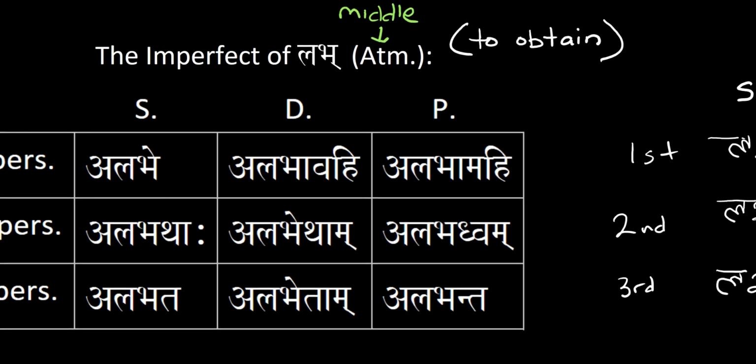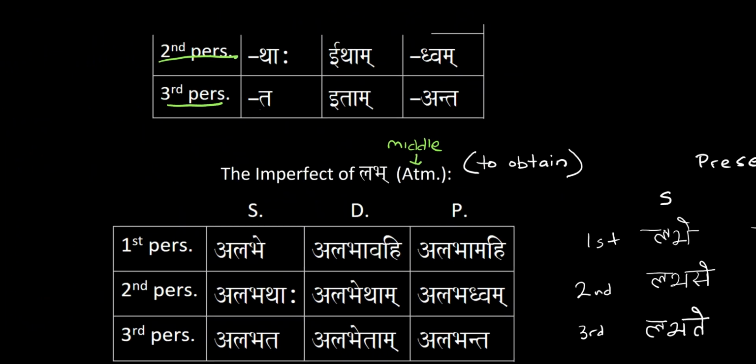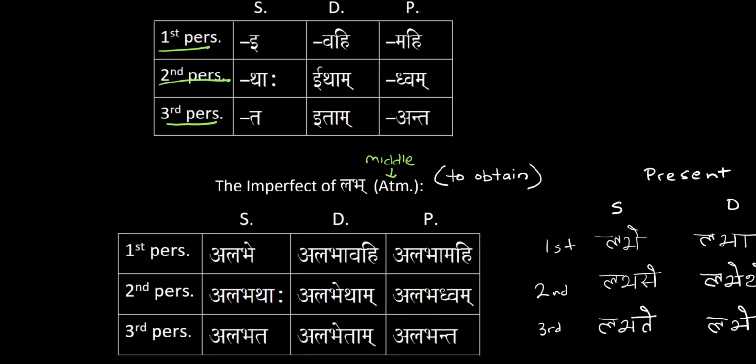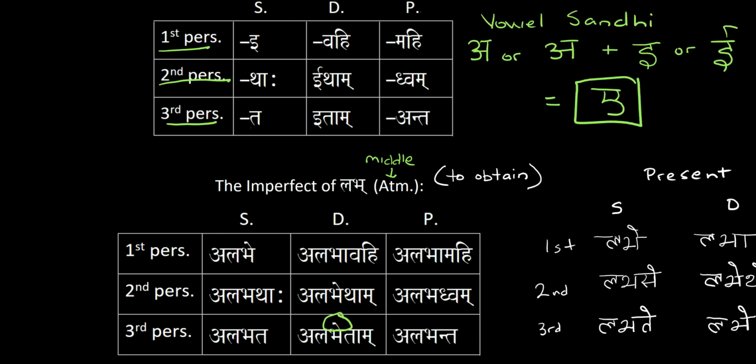And now going to past tense, the imperfect tense. Let's take a look at both of the tables here. We end up with alabhata, because you're adding an a, remember, before the verbal base. So alabhata, alabhetam. Now third person dual is itam. Why did it turn into etam? Remember the vowel sandhi? A plus i or e gives us the vowel sign e. So that is what is happening here.